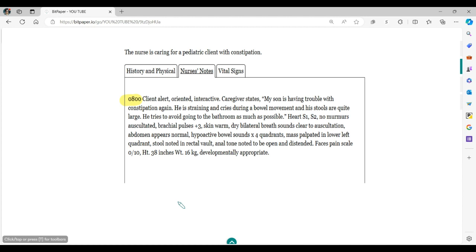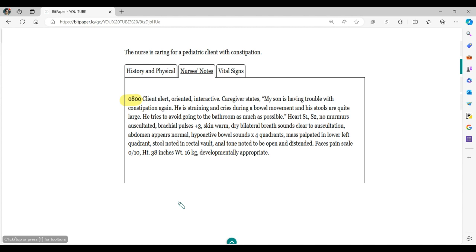Poor baby. All right, heart S1, S2, no murmurs auscultated. That's normal. Brachial pulses +3. That's even greater. So +2 is okay, but +3 is really good, is normal. Skin is warm, dry, bilateral breath sounds clear to auscultation. That's great. Abdomen appears normal. Hypoactive bowel sounds times 4 quadrants. So not really good peristalsis going on in his bowels. Mass palpated in lower left quadrant. So you take your belly and think about what's over there. Lower left quadrant. That's where there's a mass. Stool noted in rectal vault. So they probably checked them. Maybe they did do a rectal exam and checked them rectally, and they're noticing stool.